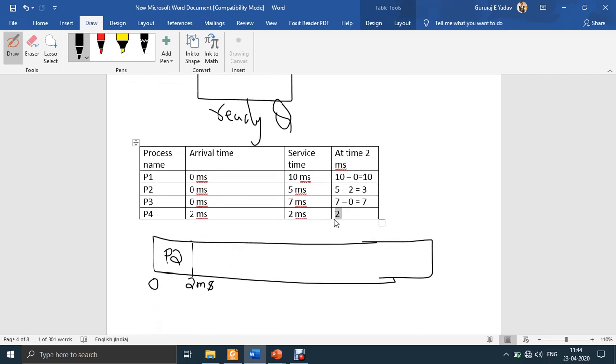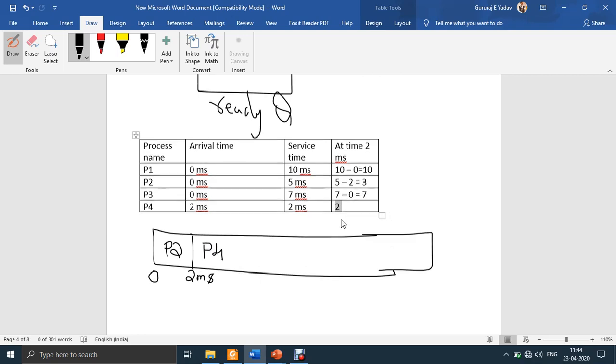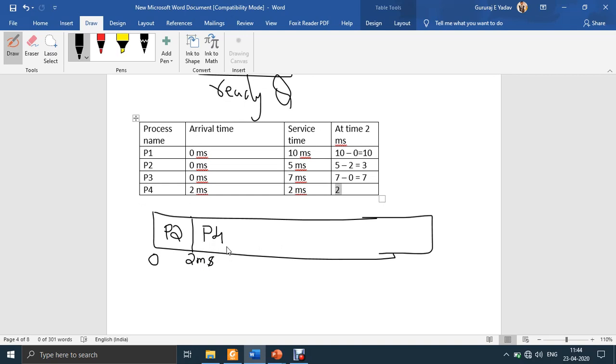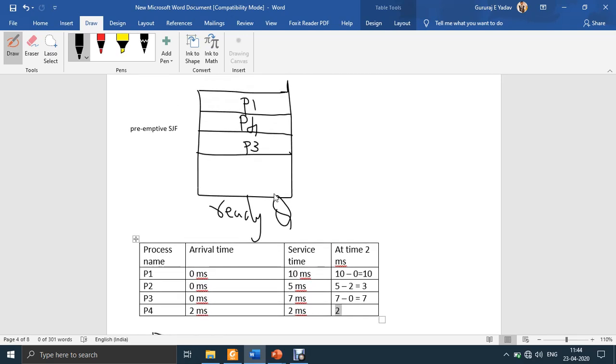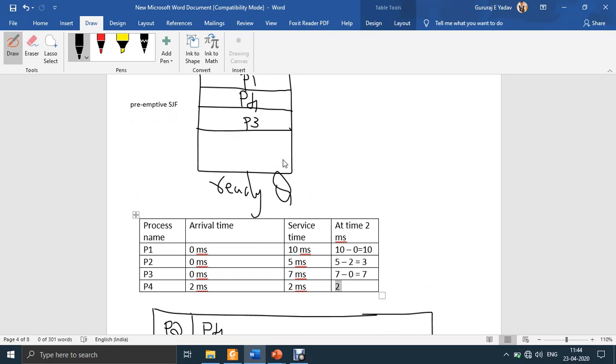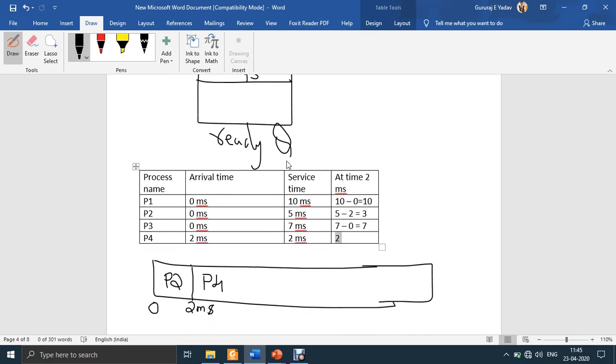Now which will be given the chance? P4 will be given the chance to execute. Why? Because it has the least estimated completion time among these four processes. So how long will P4 be given the chance? After P4, no new process will enter the ready queue, correct? So you need not sort the ready queue once again.